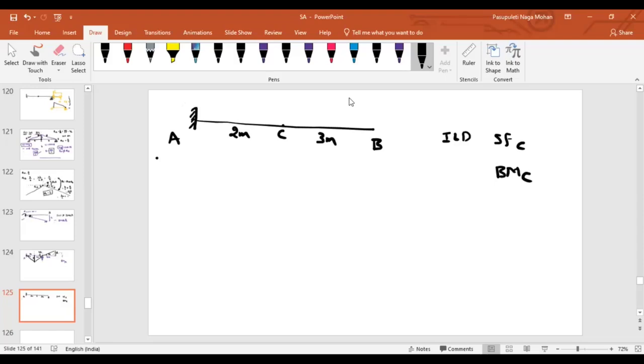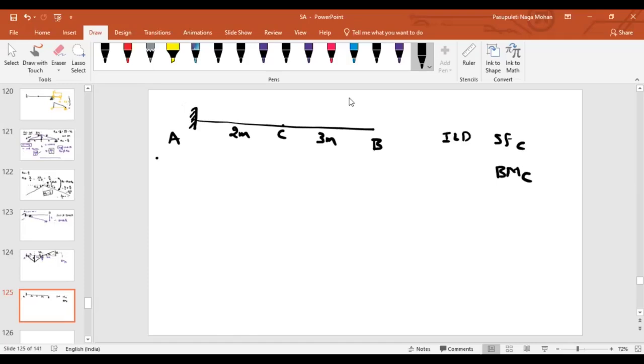Sir, shear force at C is right of C or left of C, sir? What do you think? Sir, it will just reflect, sir. Is it right of C or left of C? Can you hear?